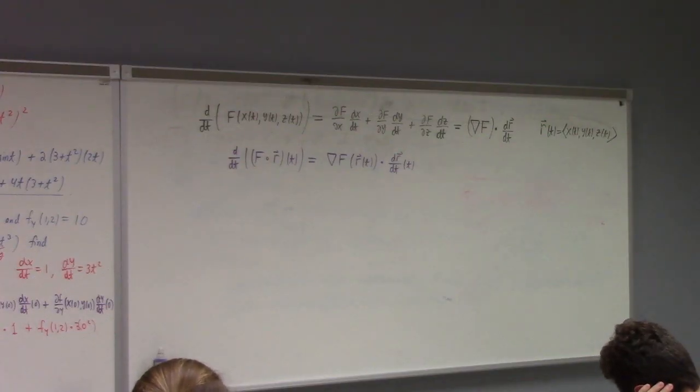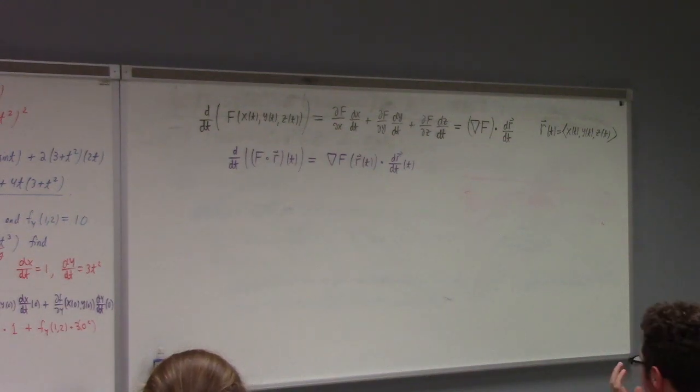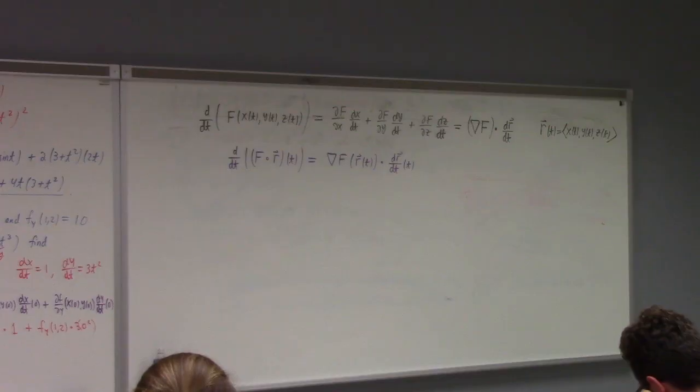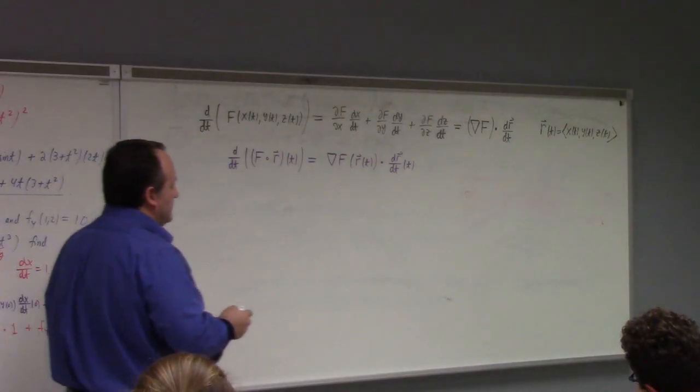So I've been advertising that certain things I can't prove until I have the gradient, the chain rule, right? Let me show you why I said that. We'll start with the level curve.